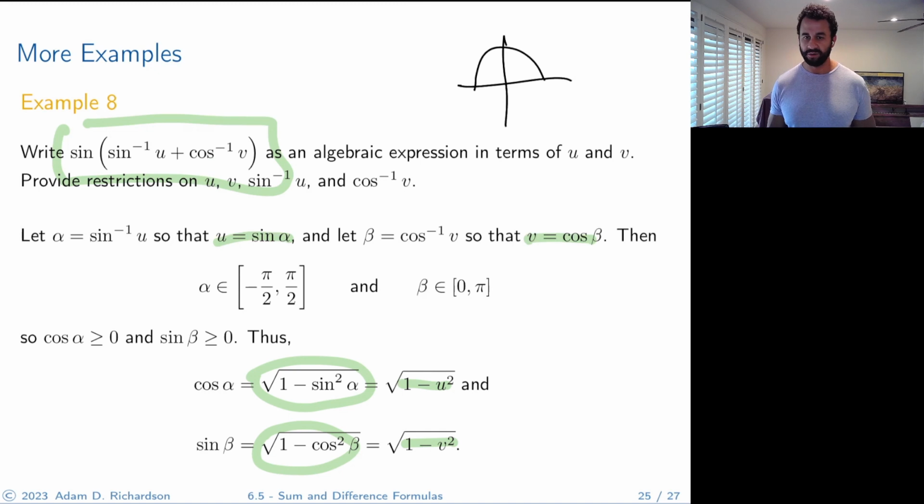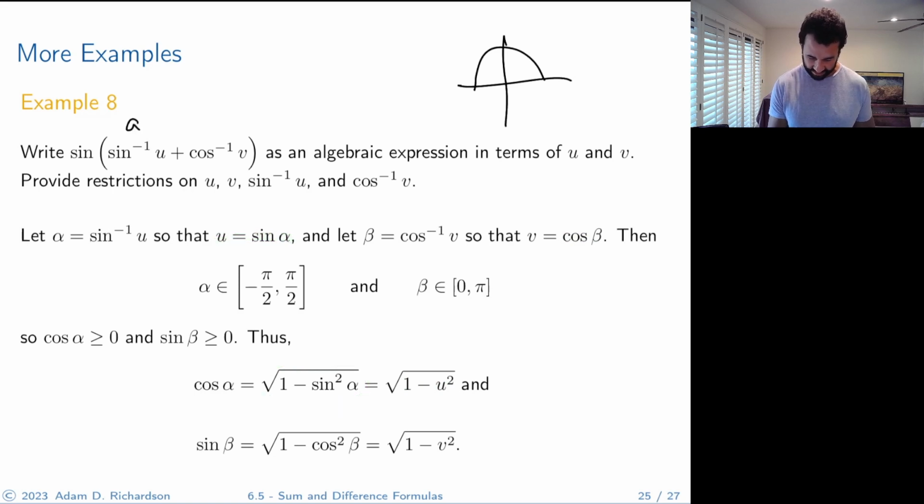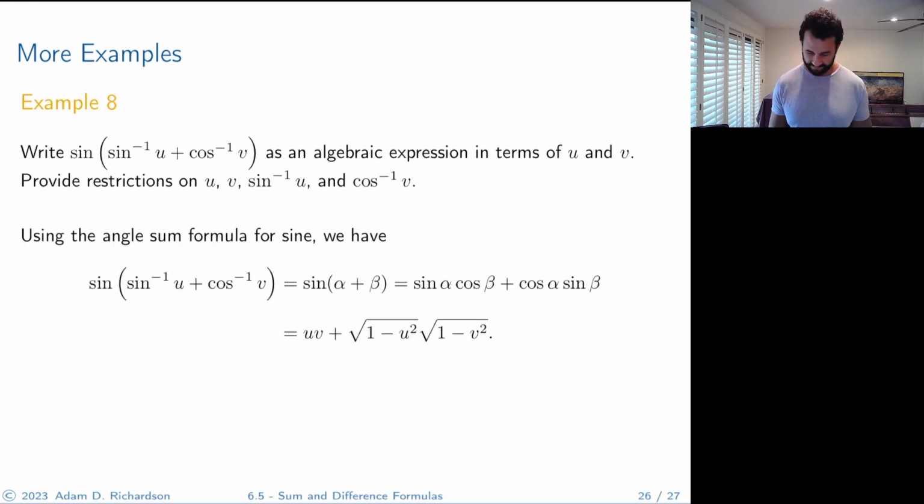Now, how do we write this in terms of u's and v's? Well, what has all this buildup been for? Why have we been collecting all of these pieces for the past couple slides? Well, now the thing to recognize is that this is alpha, this is beta. So what we have is sine of alpha plus beta, and we're going to use the angle sum formula for sine. Here we go. Sine of this stuff is equal to sine of alpha plus beta. Now we can use the angle sum identity that we derived earlier to rewrite this, and then we can just substitute what we know about sine of alpha, cosine of beta, and so on. So that's where we get this result.